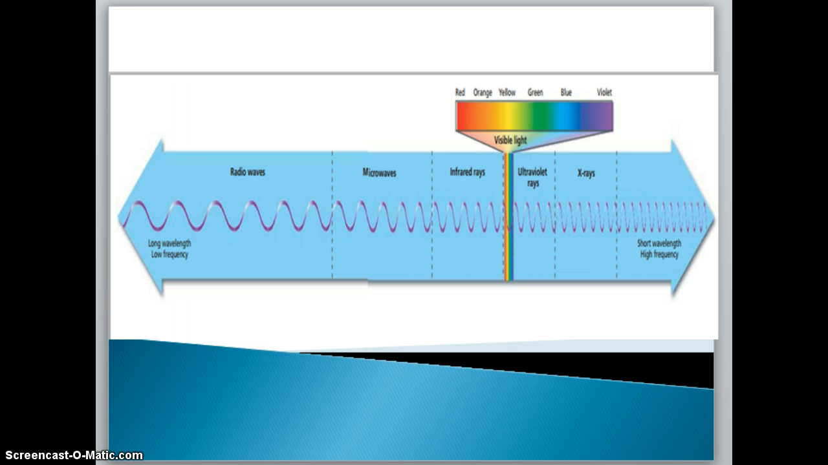So here again is another illustration of the electromagnetic spectrum. And you can see that radio waves have the longest wavelength and the lowest frequency. And gamma rays, which is at the very end, have the shortest wavelength and the highest frequency.